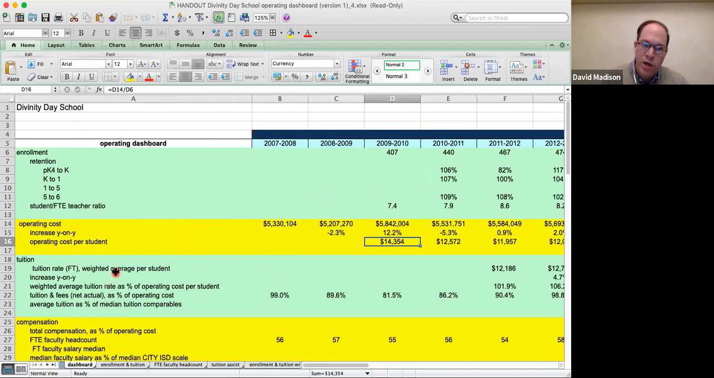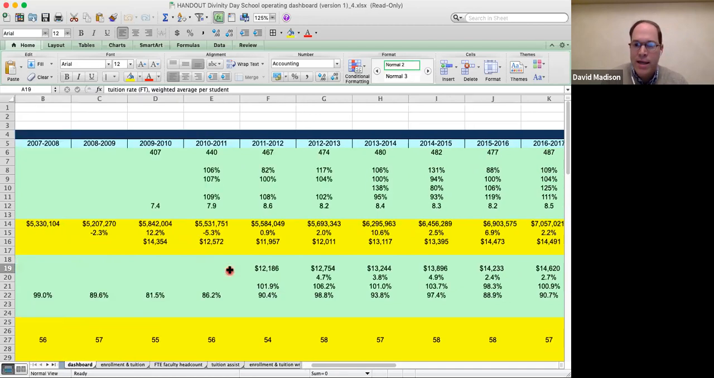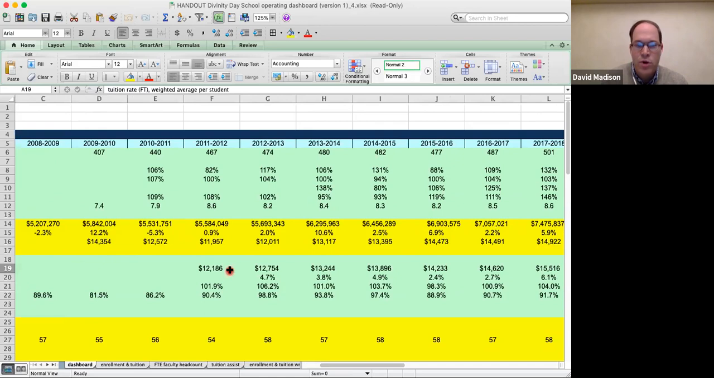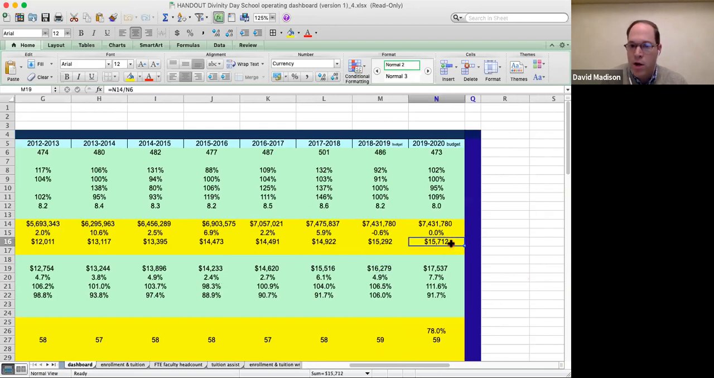Here's tuition. Here's the weighted tuition for full-time kids. And again, this is where it can be interesting when you look at the cost versus the tuition. So this is really interesting because their cost this year was about what they were charging. Then, in other years, there's a little bit of a gap. So this year there's a little bit of a gap, but not much of one. Here there's right at $1,000 difference. Here it goes up to almost $2,000 difference.